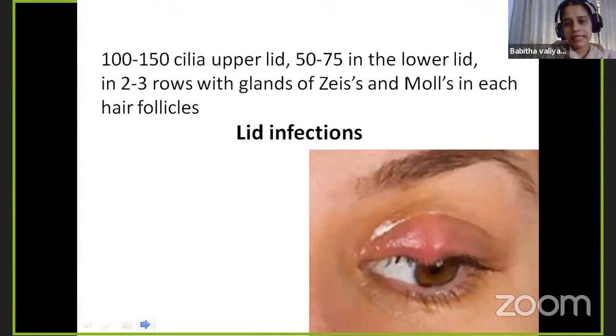100 to 150 cilia are seen in the upper lid, whereas 50 to 75 in the lower lid, and they are arranged in 2 to 3 rows with the glands of Zeis and Moll at the base of these hair follicles. Therefore, the chance of lid infection is more in the upper lid. This is a case of hordeolum externum characterized by pus pointing at the hair follicle, and this has to be treated by epilation.